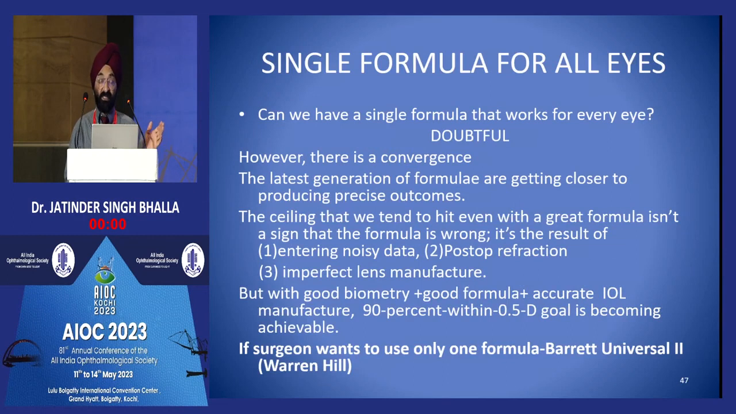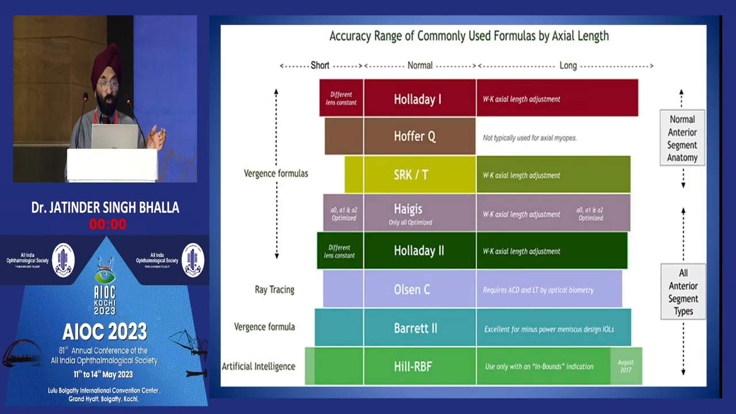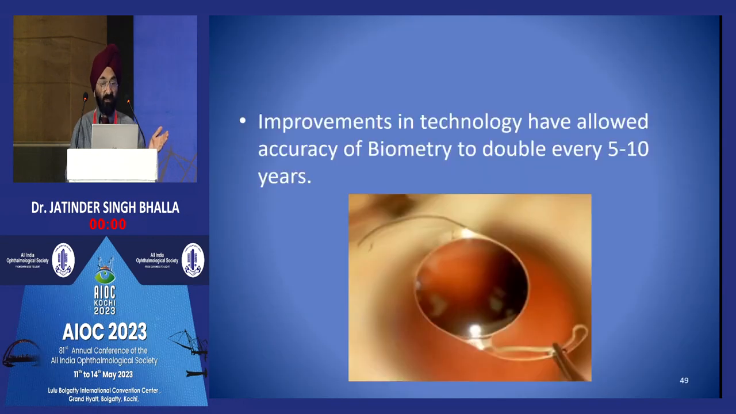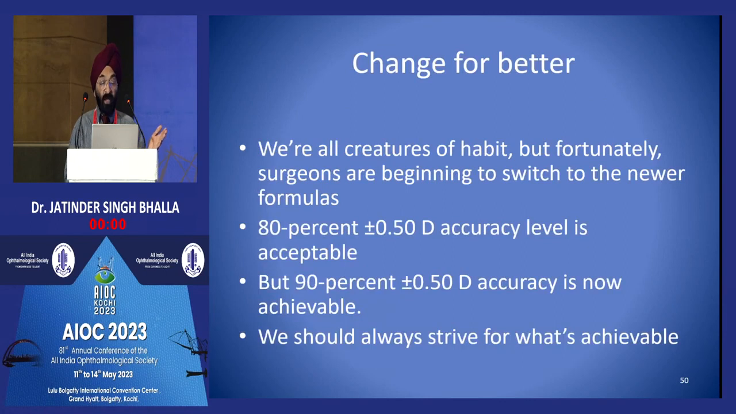So has the stage come where we can use a single formula for all eyes? I think it is difficult to say, but the formula which comes closest to that is Barrett Universal 2. This is the chart which shows the various formulas which fit into the various axial lengths: less than 22, 22 to 26, and more than 26 millimeter. Improvements in technology have allowed accuracy of biometry to double every 5 to 10 years. Previously 80% accuracy was acceptable, but now 90% is achievable.